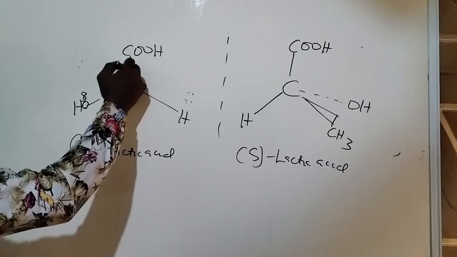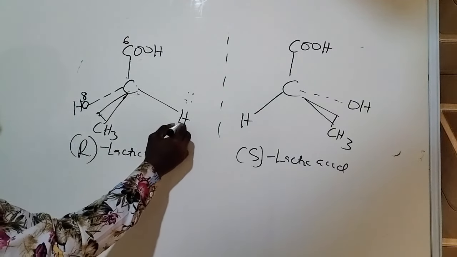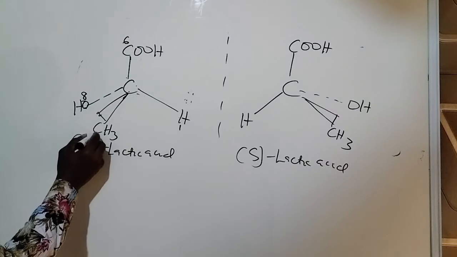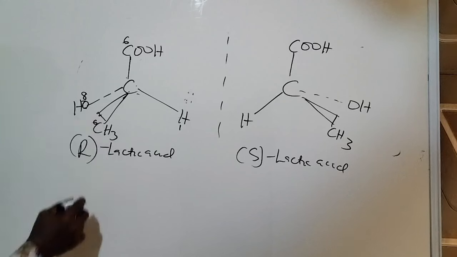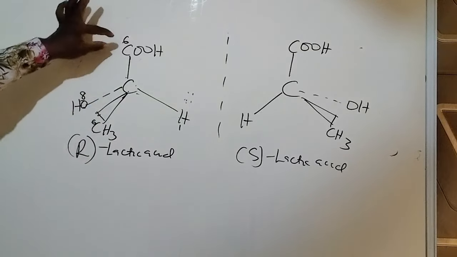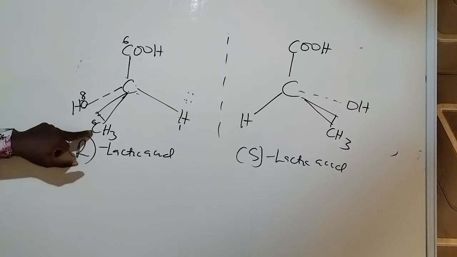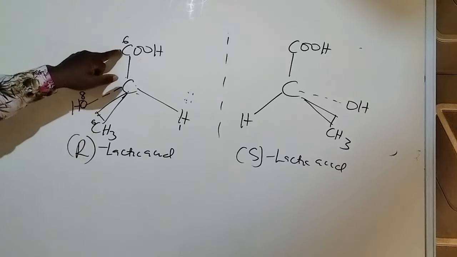Another group is bonded through carbon. The atomic number of carbon is 6. Hydrogen is the least, 1. This carbon here is also 6. So we have two elements that have the same atomic number, that is, carbon here and carbon here. We have to break the tie between these two. So carbon is 6, carbon is also 6.